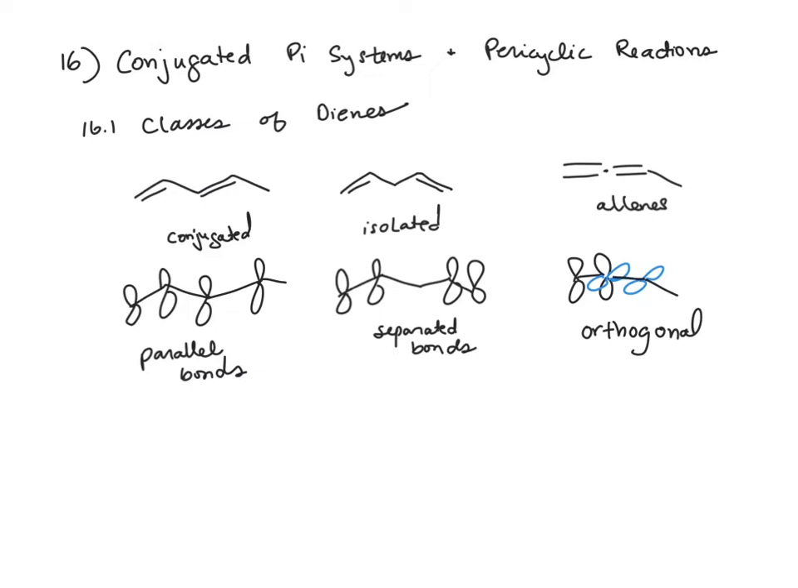Today we're going to discuss the structure and reaction of conjugated pi systems. This chapter focuses on conjugated pi systems and pericyclic reactions, but we won't get to pericyclic reactions until the next video. First, we are going to focus on classes of dienes and appreciate whether they have electronic systems that interact with each other or not.